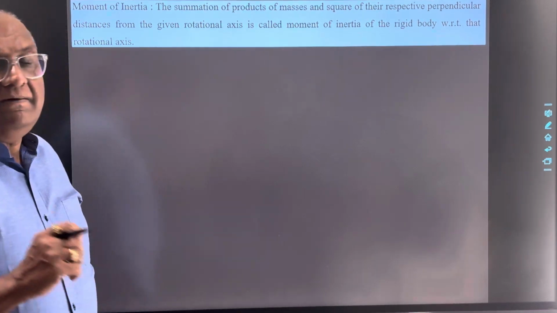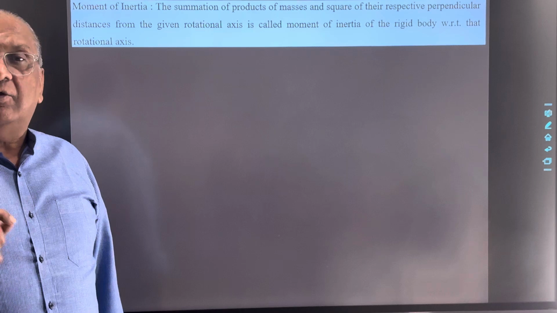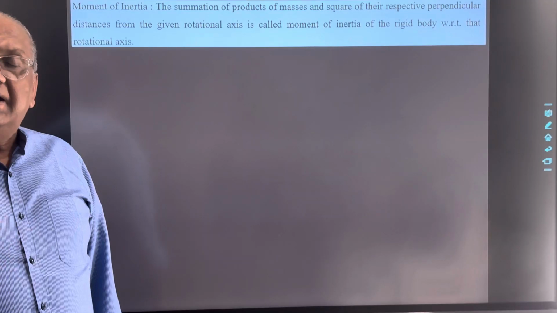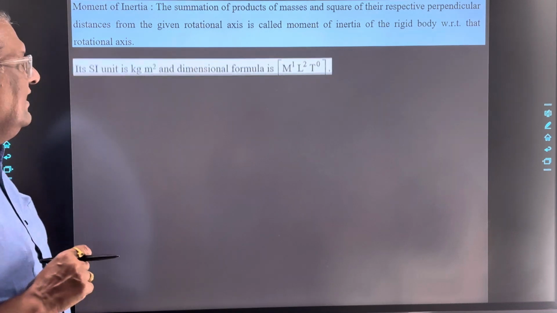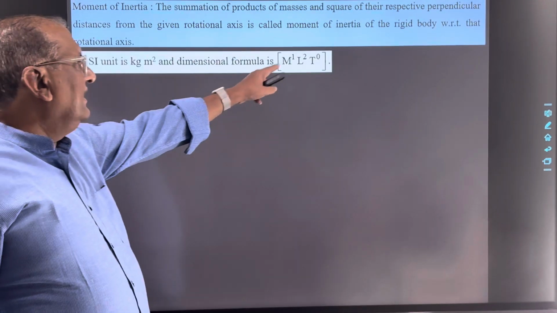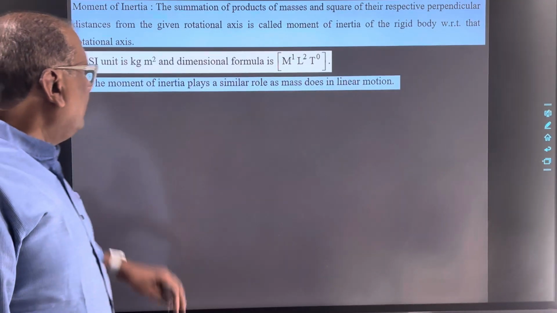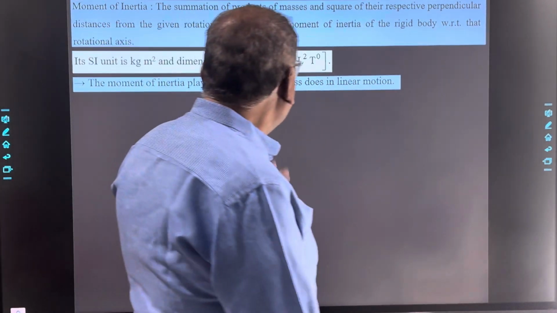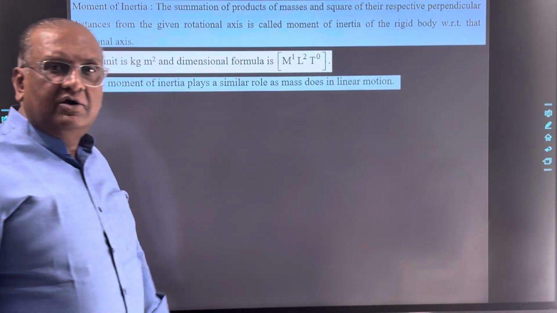So when we write I equal to mr square for a point-like object, then we can write its unit as kilogram meter square, and the dimensional formula as M1 L2 T0. And here moment of inertia plays a similar role as mass does in linear motion. Okay, clear to all of you?